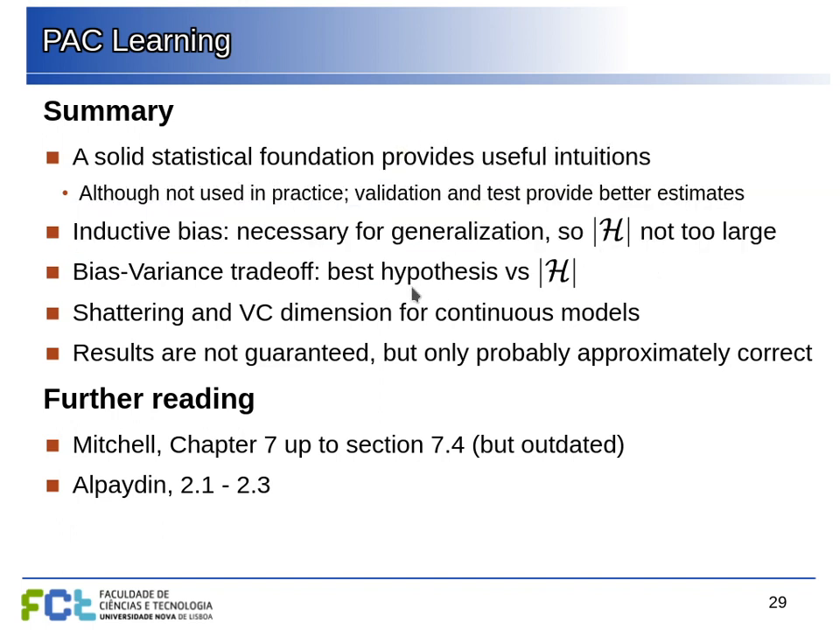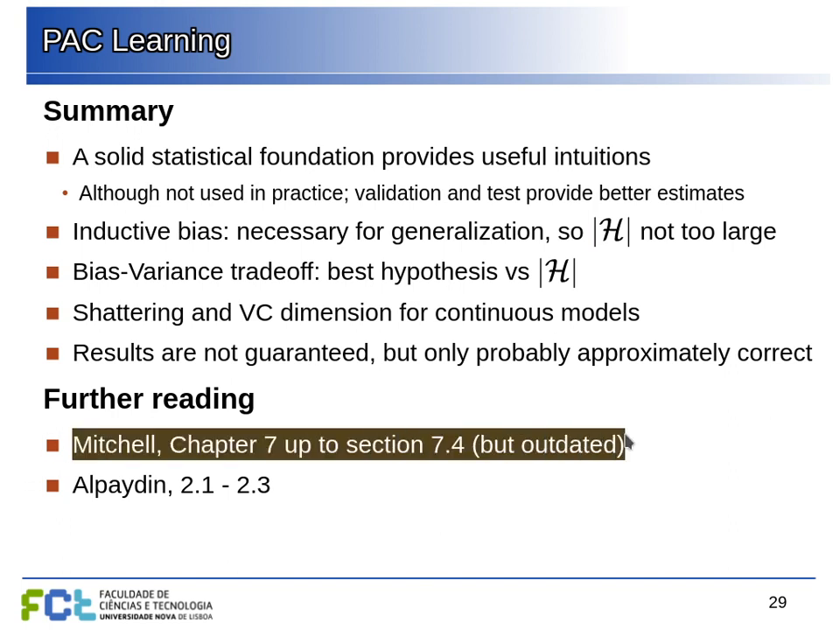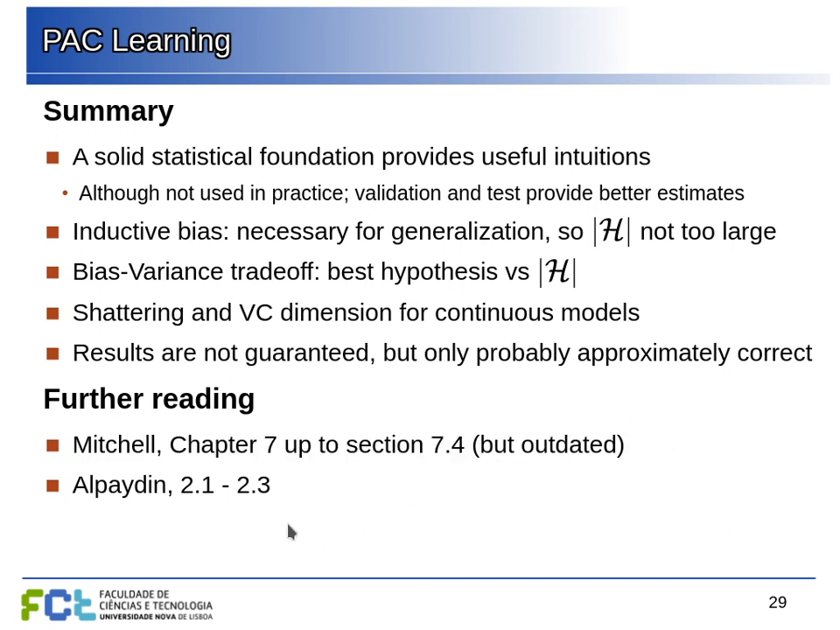So you can take a look at Mitchell, chapter 7 up to 7.4 talks about these hypothesis classes and the case for when we have a finite number of hypotheses in our hypothesis class. So Mitchell's book is now a bit outdated, but also you can find additional details in Alpaydin on these sections here.